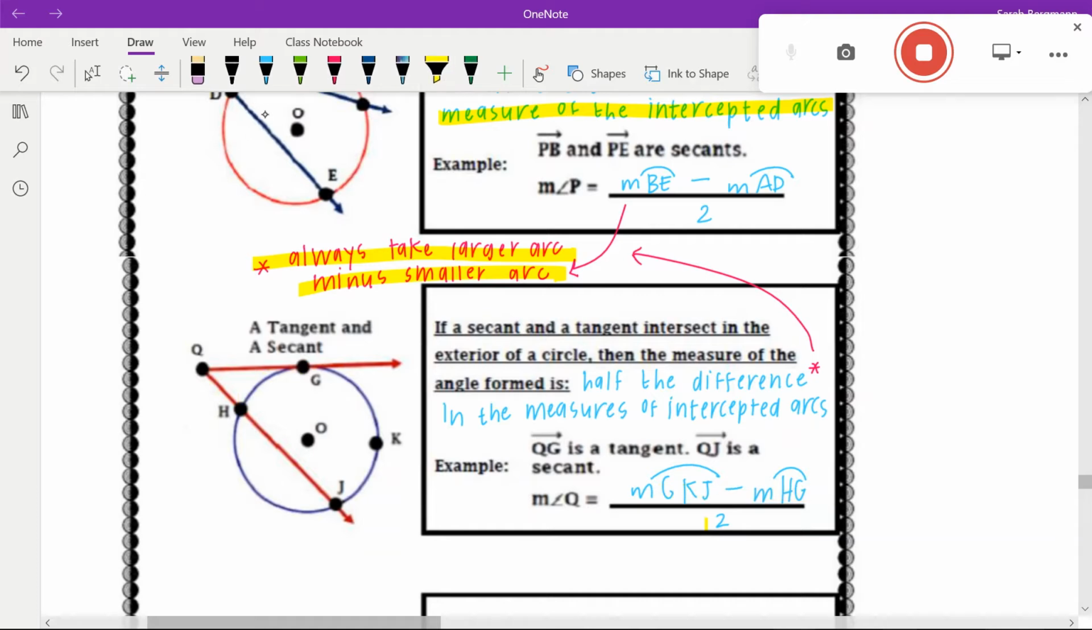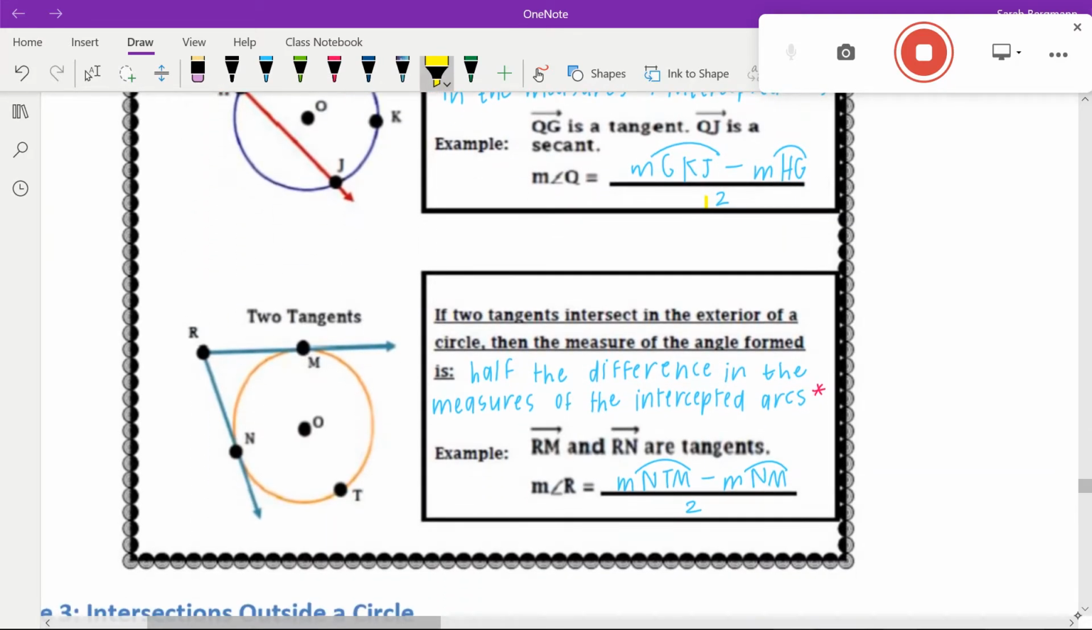There's one more case that we might run into. You might have two tangents that intersect outside of a circle. So notice both of these lines only touch the circle at 1 point, point M and point N. And they intersect at point R, and point R is outside of the circle. It's the same case again.